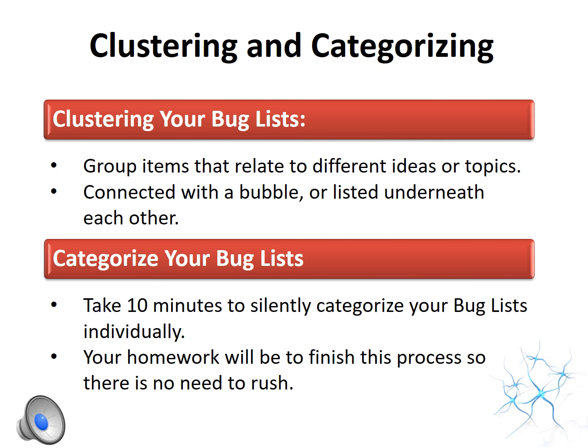You can use clustering and categorizing specifically for the bug lists you created earlier. For clustering, you'd want to group items that could possibly relate to different ideas or topics together, and keep ideas connected with a bubble or listed underneath each other. Additionally, you can categorize your bug lists, and now would be a good time to try to categorize them individually. That could be part of your homework later to finish this process, so there's no need to rush.